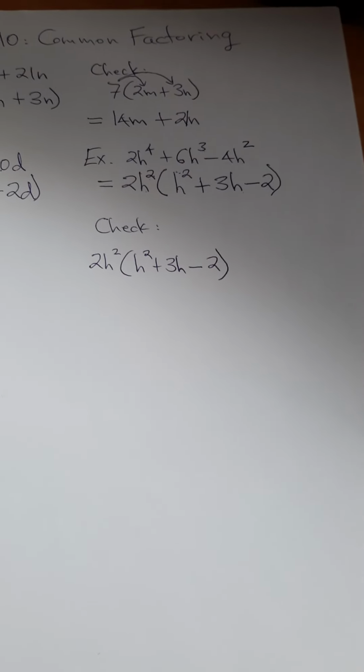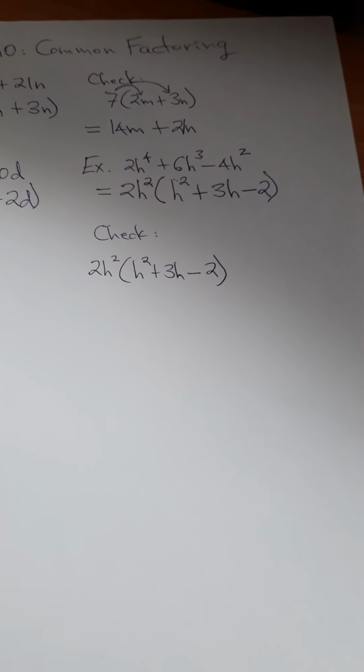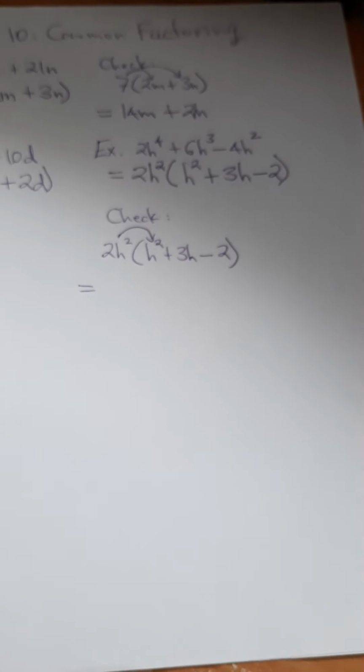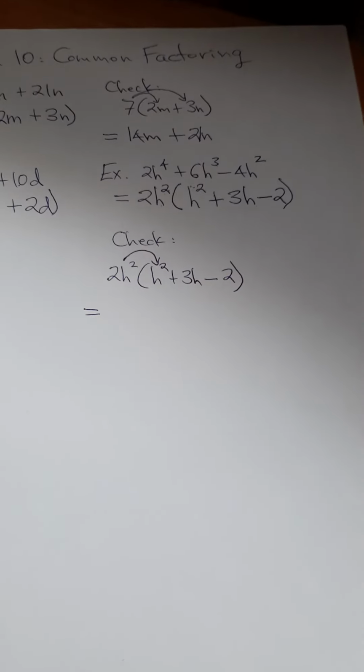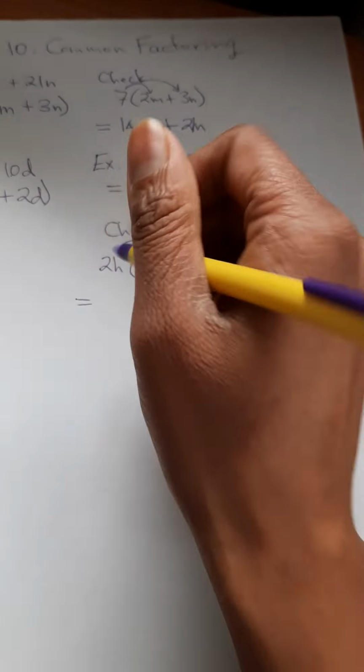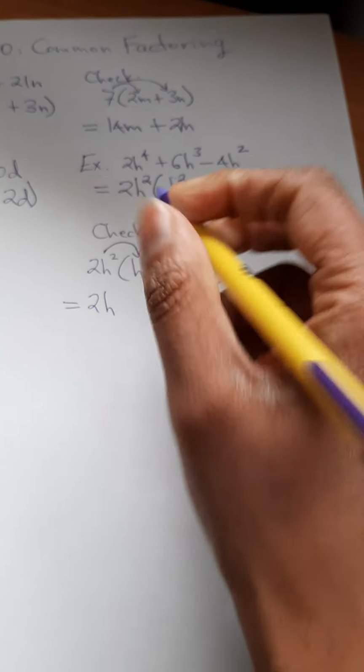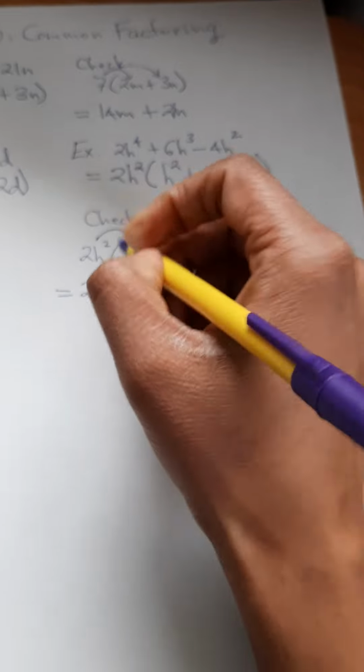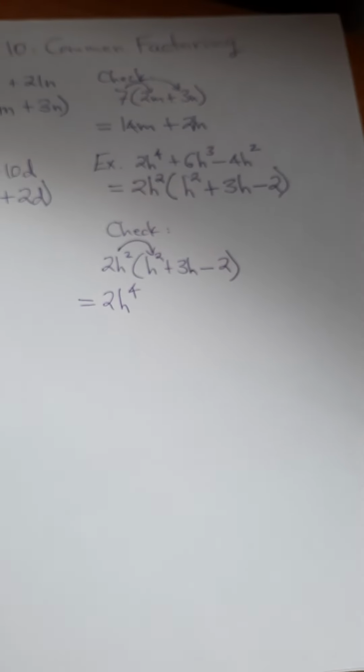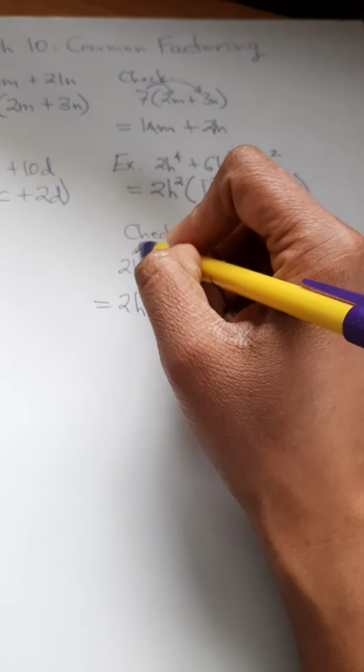Okay, so let's rewrite what we have as the answer. And what we're going to do is the distributive property to check our answer. Okay, so I'm doing 2h squared times h squared. 2h to the power of 4, because I'm doing 2 plus 2. Okay, then you're going to go to the next term.